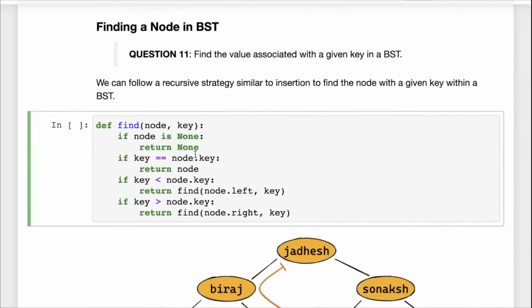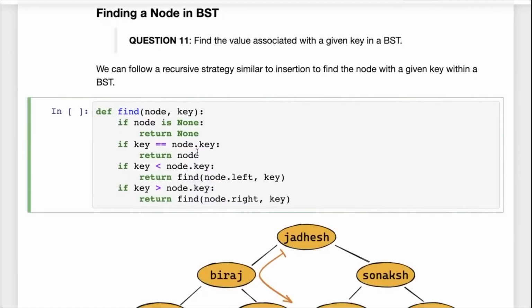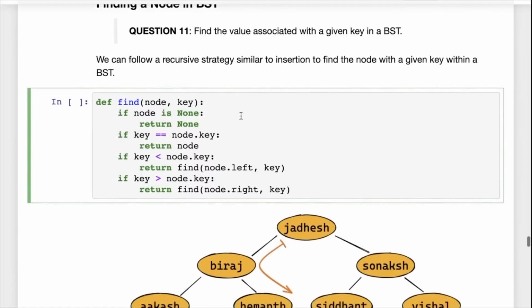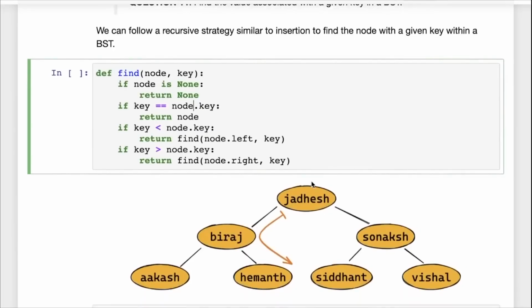So we've seen how to insert a node. Now the next thing is to find the value associated with a given key in a binary search tree. So once again, we can follow a recursive strategy here, similar to insertion. So we start from the top. Let's say we want to find the key Hemant. We start from the top and we compare it with the root node. Now here, if it matches the root node, we can simply return this node. If it does not, then we check whether we need to go left or right.